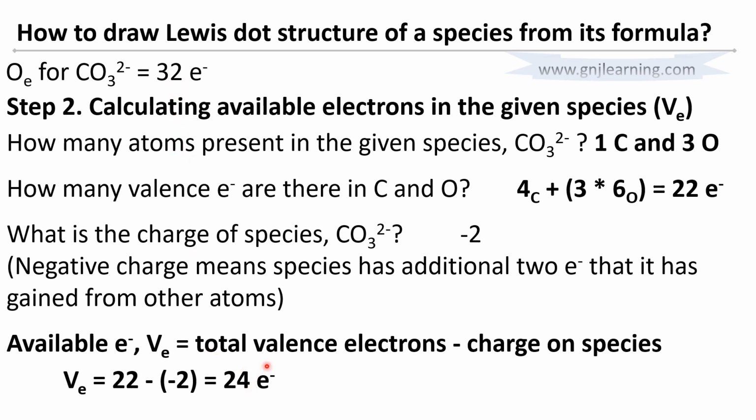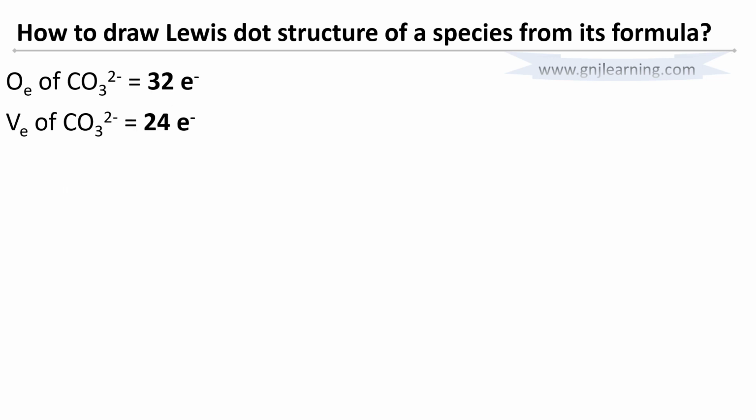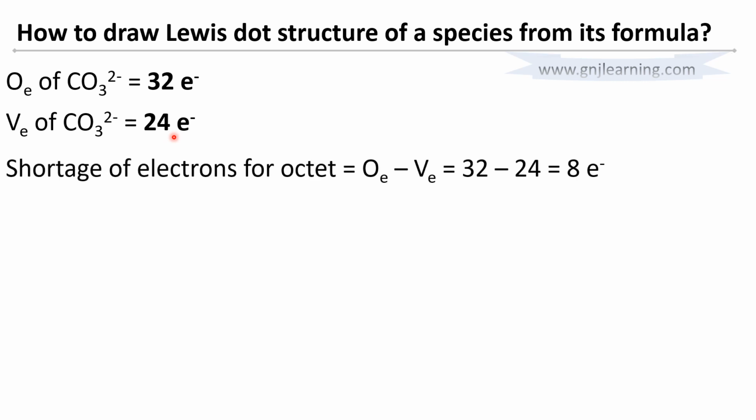But what we have inside the molecule is only 24 electrons. So what is the next step? What is required is 32 for the octet of all the atoms, and what is inside is only 24 electrons. VE is only 24. So how much is the shortage, how much is it deficient? The shortage of electrons for octet is equal to OE minus VE, that is 32 minus 24, which is 8 electrons. This means the carbonate species requires another 8 electrons to complete its octet of 32 electrons.